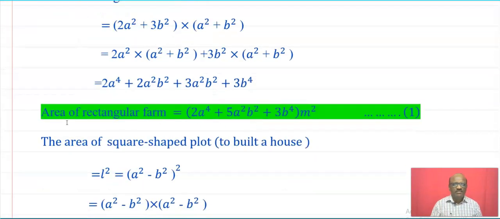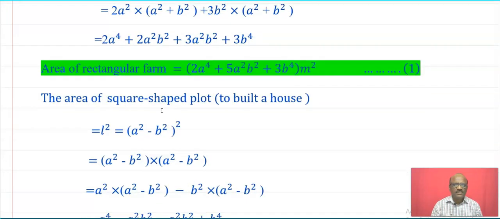Therefore the area of the rectangular farm is 2a raised to 4. Addition of these two: 2a square b square plus 3a square b square is 5a square b square, plus 3b raised to 4 meter square. This is the area, that is 2a raised to 4 plus 5a square b square plus 3b raised to 4 meter square. This is the first.